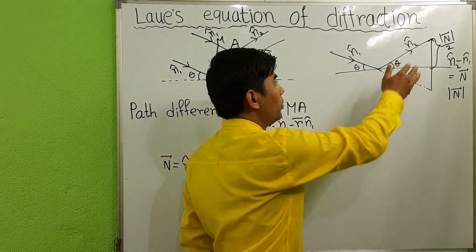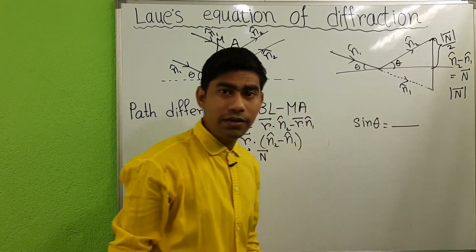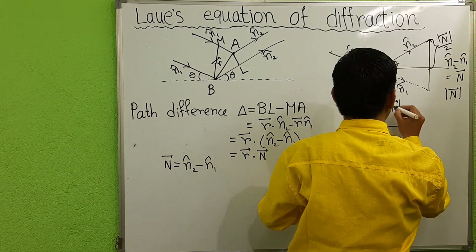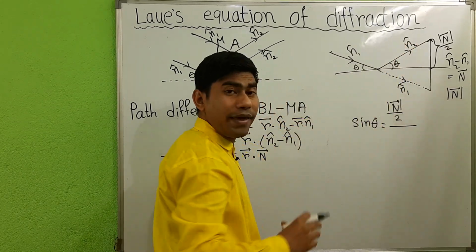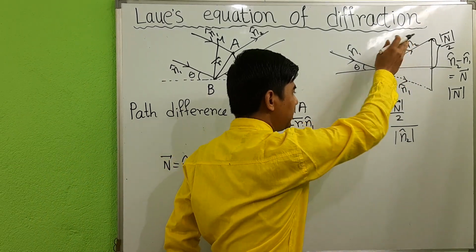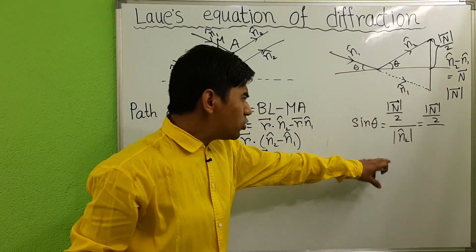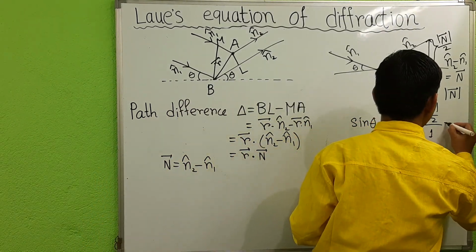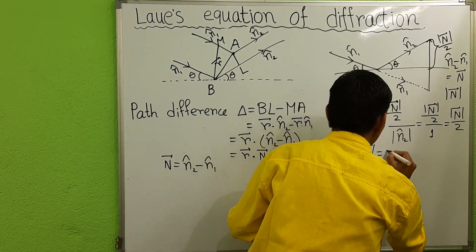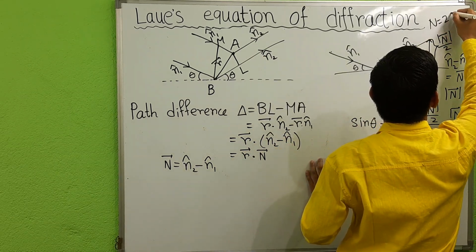So from this triangle we can write sin theta is equal to perpendicular by hypotenuse. Here perpendicular is modulus of n by 2, and hypotenuse is modulus of n2 cap. So sin theta is equal to modulus of n by 2. Now the modulus of a unit vector is 1. Hence modulus of n is equal to 2 sin theta. Thus we get n is equal to 2 sin theta.